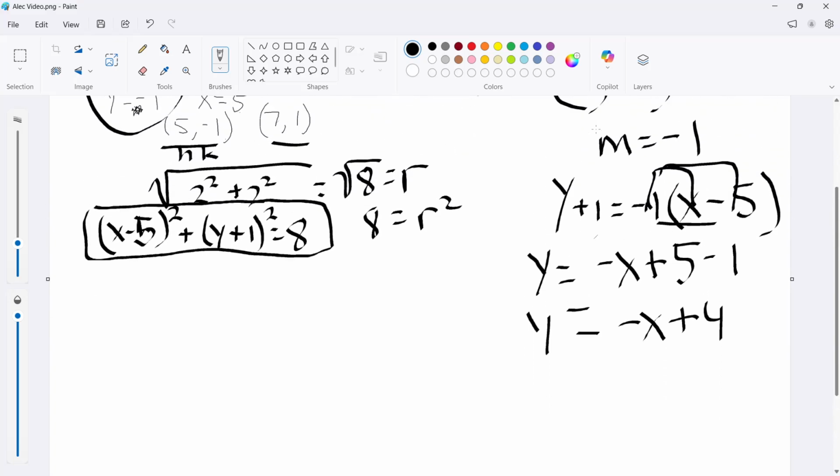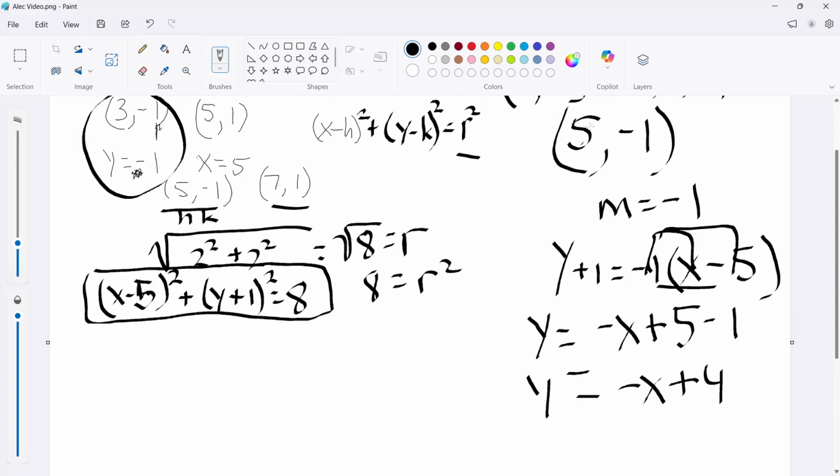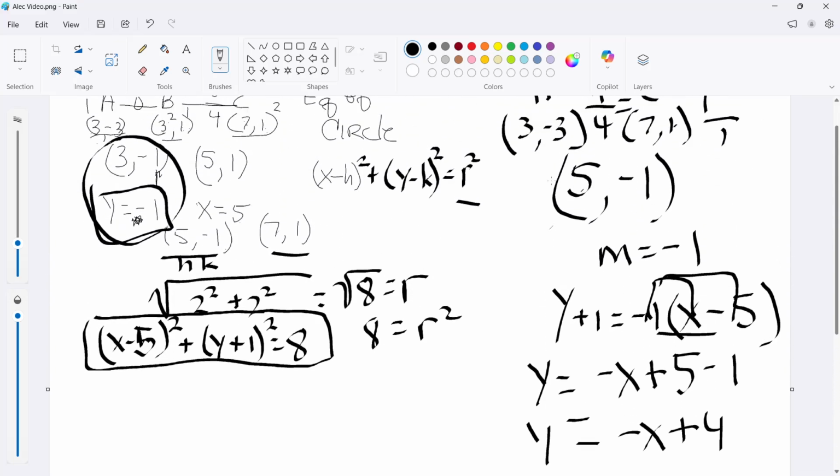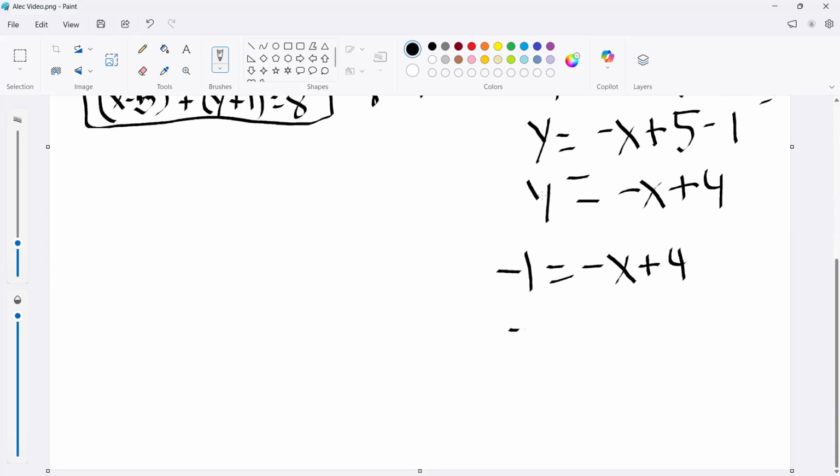Excuse me. Now to find the center, I just have to see where these two equations, y equals -1 and y equals -x plus 4, intersect. So I'm going to do -1 equals -x plus 4. I'm just setting them equal to each other. I will subtract 4 from both sides. -5 equals -x. X equals 5.